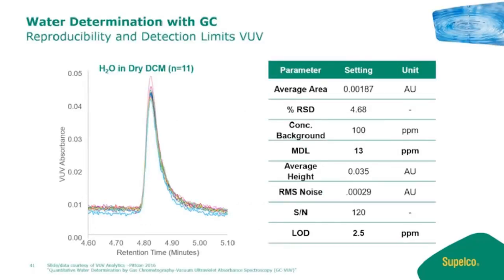Here's some other work that was done in combination with the vacuum ultraviolet detector from VUV Analytics. This was done by Lindsay Shearer a few years ago, where she was looking at the amount of water in dry methylene chloride, doing repeat analyses. You can see that using a series of 11 analyses, she had a minimal detectable level of 13 ppm, excuse me, and her limit of detection was 2.5 ppm. So with this particular detector and using the Water Call 1910, she's able to get to fairly low limits of water in something like methylene chloride.